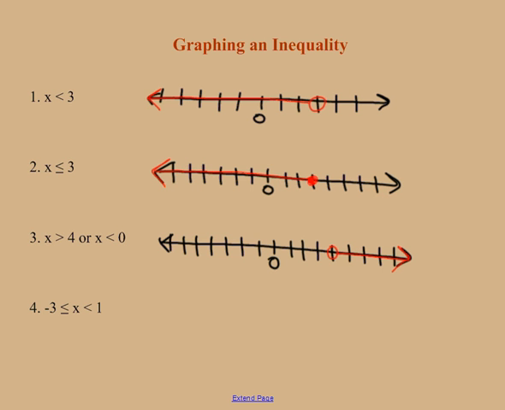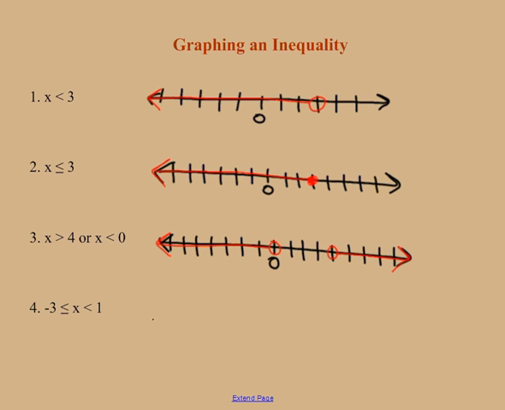Then we have x is less than 0. It cannot equal 0. So another open circle. Less than will be all the numbers to the left. So in this inequality, x can be greater than 4 or less than 0. It obviously can't be both of those at the same time.